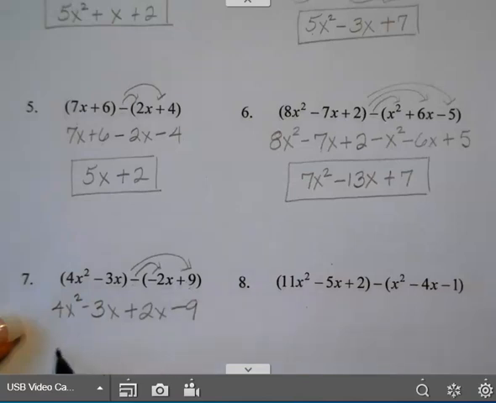Collect your like terms. I only have one of my x squared terms. I don't have any others I can combine it with, so I have 4x squared. I do have two terms with x. I have a negative 3x and a plus 2x. When I combine those, I get negative 1x. You don't have to put the 1 there. You can put negative x if you want. And then minus 9.